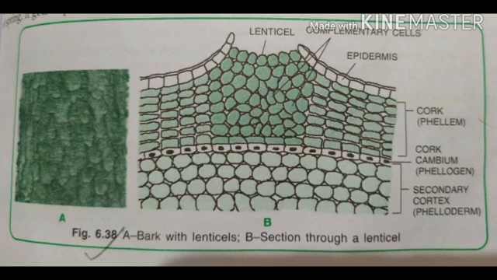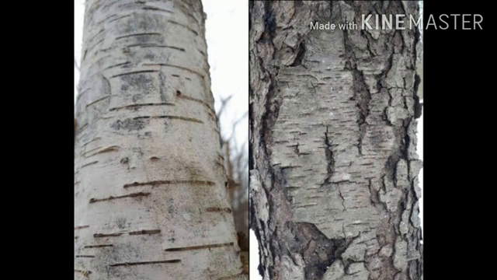This cell mass pushes the overlying epidermis. You can see here the overlying epidermis. It is now ruptured due to pressure from the complementary cells and a pore is generated. Therefore, this pore helps in exchange of gases with the outer atmosphere. So, if we observe this pore on the tree, you can see here these lens-shaped cells, they are known as lenticels, which help in exchange of gases with the outer atmosphere on the plant stem.